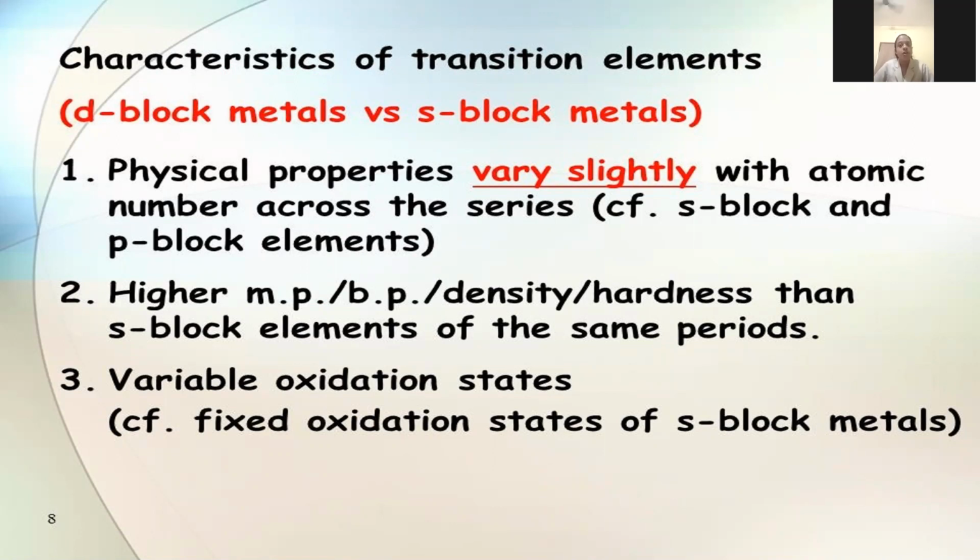In the case of s block and p block elements, they have characteristic features. The d block elements have higher melting point, boiling point, density and hardness when compared to that of the s block elements of the same periods. And also, the main characteristic property of transition elements is that they show variable oxidation states as compared to the fixed oxidation state of s block metals.